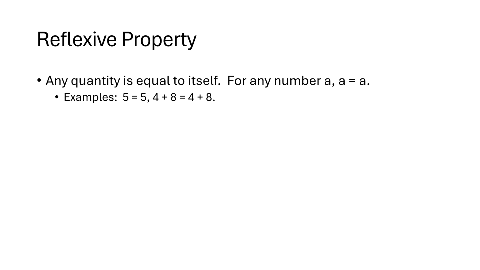Reflexive property. Any quantity is equal to itself. For instance, a number A is equal to A. Examples: 5 is equal to 5, or 4 plus 8 is equal to 4 plus 8. So basically any number that's equal to itself is reflexive property.